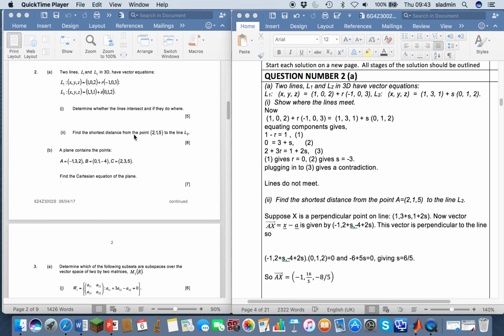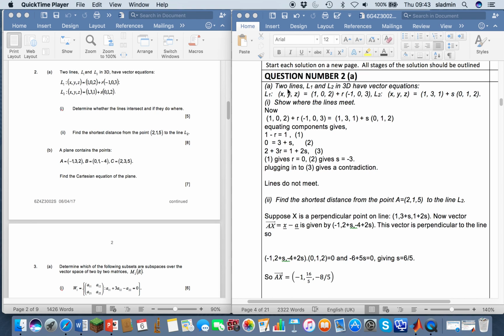2016 paper for linear algebra. So 2a, we have two lines L1 and L2, and we have to determine whether these two lines intersect. Then we find the shortest distance from the point (2, 1, 5) to the line L2. The second part of the question asks us to find a Cartesian equation of a plane which contains these 3 points.